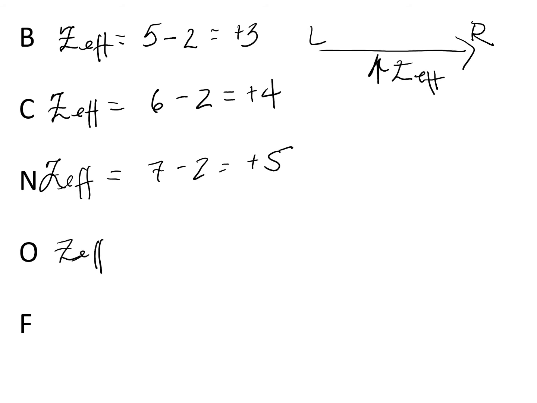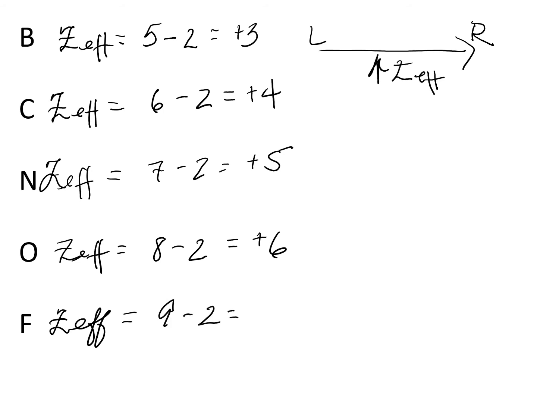Zeta for oxygen, effective nuclear charge for oxygen, is 8 minus 2, so it feels a +6. And then finally, for fluorine, we have 9 minus 2, or an effective nuclear charge of +7. Okay? So this phenomenon, this shielding effect and effective nuclear charge, contribute to some of the periodic trends that we are going to talk about.